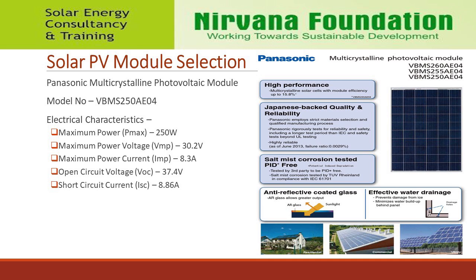Solar PV module selection. Panasonic multi-crystalline photovoltaic module, Model BMS250AE04. Electrical characteristics. Maximum power, Pmax, 250 watts. Maximum power voltage, VMP, 30.2 volts. Maximum power current, IMP, 8.3 amperes. Open circuit voltage, VOC, 37.4 volts. Short circuit current, ISC, 8.86 amperes.